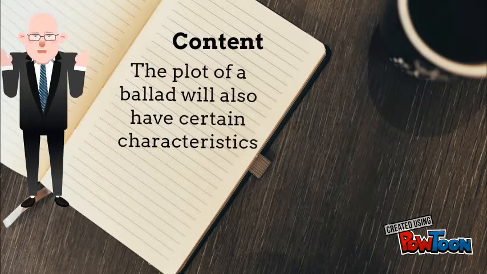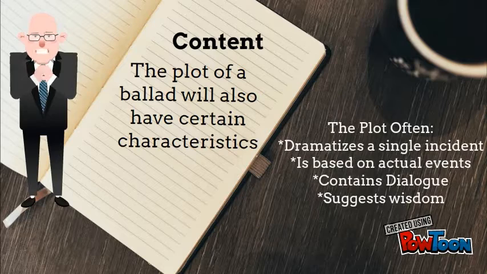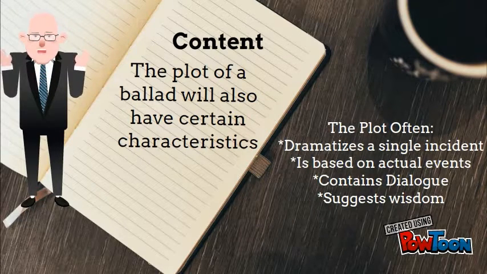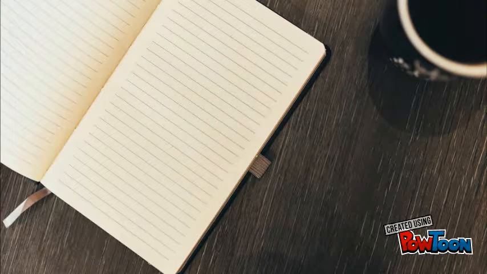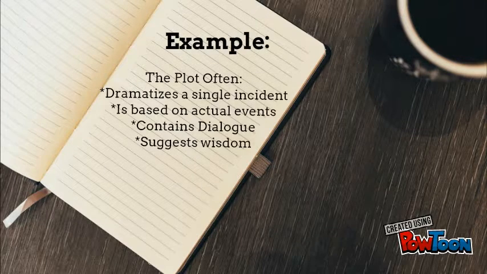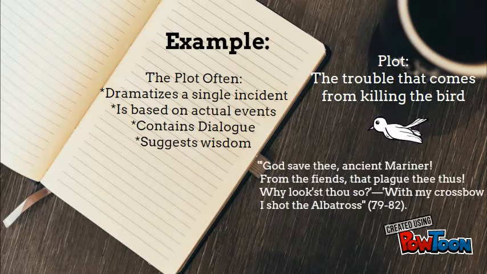The plot of a ballad also has certain characteristics. It will dramatize a single incident, it will be based on actual events, it will contain dialogue, and it will suggest wisdom. In The Rime of the Ancient Mariner, the author focuses on setting up the reader for one specific incident, the trouble that comes from killing the bird. Read through the example and notice how the author sets up the plot.